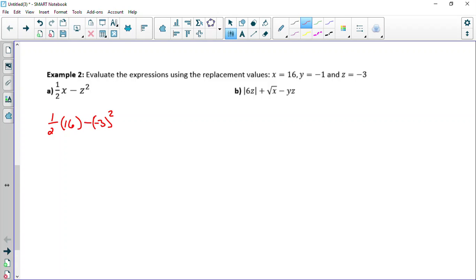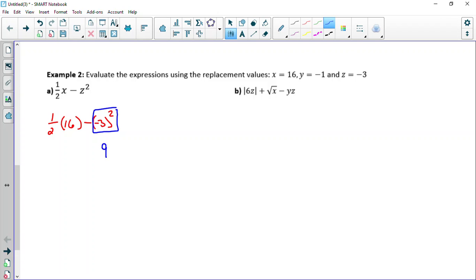Grouping symbols. Well, I have parentheses, but I don't actually have anything going on inside my parentheses, so I can skip that. The next thing I have is exponents. So I can take care of that negative 3 squared. So negative 3 squared, it's negative 3 times negative 3 gives me a positive 9.